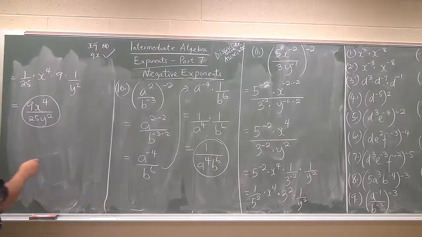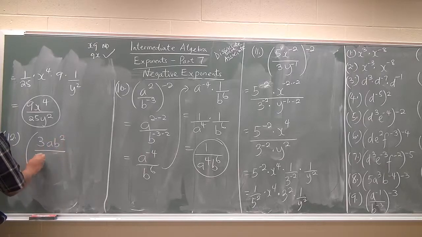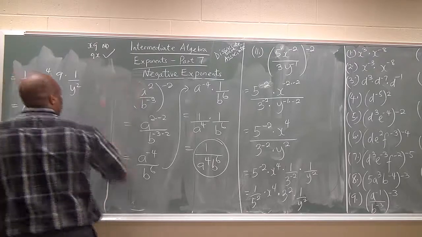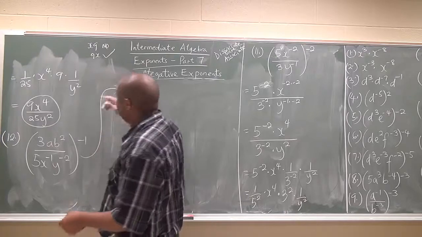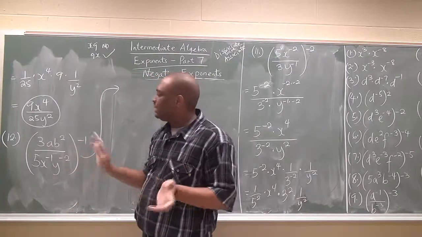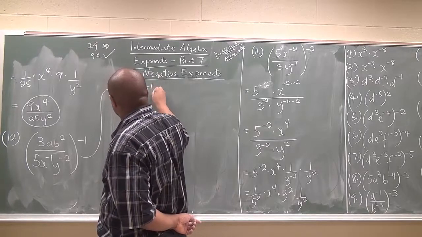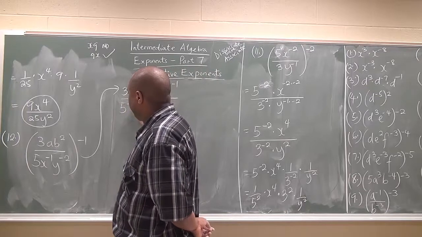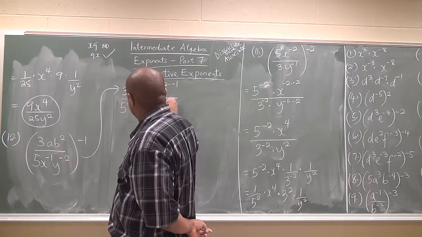Now, question 12. We have 3ab squared over 5x exponent negative 1, y exponent negative 2, all of them exponent negative 1. So how do we solve this? Like I said, you have two methods, but to save time in this video, let's do one method. Now this will be 3 exponent negative 1 times a exponent negative 1 times b exponent 2 times negative 1, all over 5 exponent negative 1 times x exponent negative 1 times negative 1, times y exponent negative 2 times negative 1.